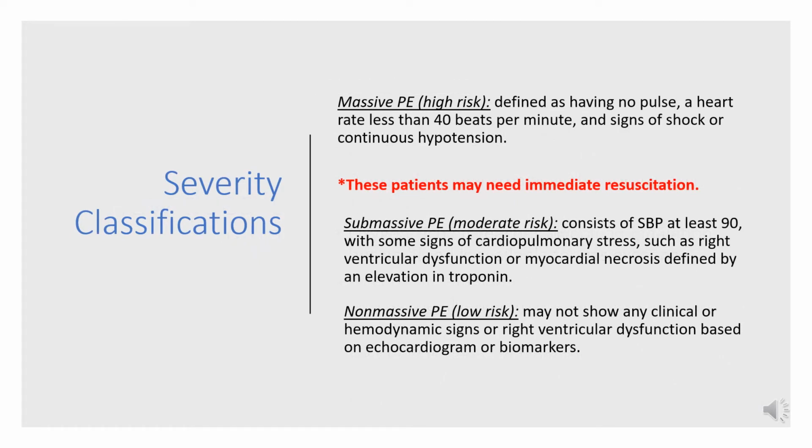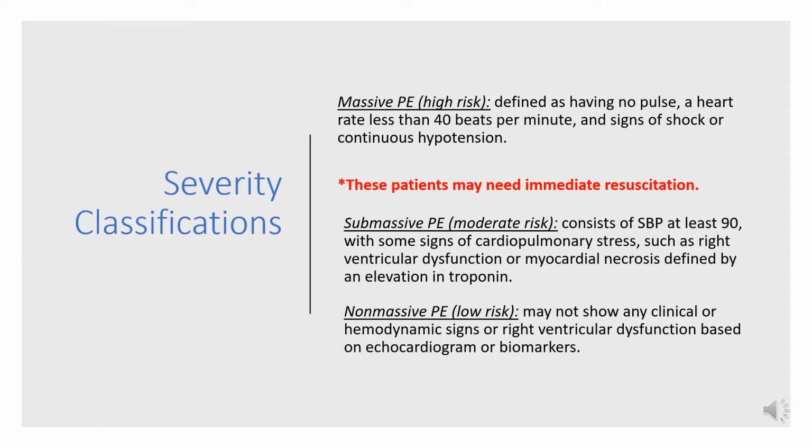There are several different severity classifications, the highest being the massive PE, which is the highest risk, defined as having no pulse, a heart rate less than 40 beats per minute, and signs of shock or continuous hypotension. Note, these patients may need immediate resuscitation.